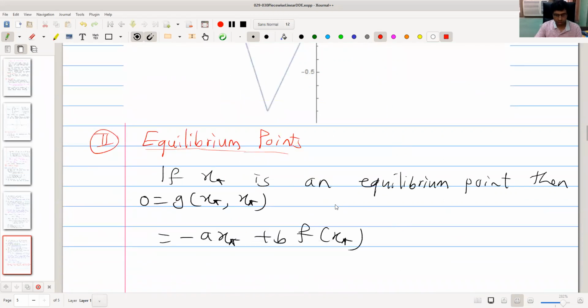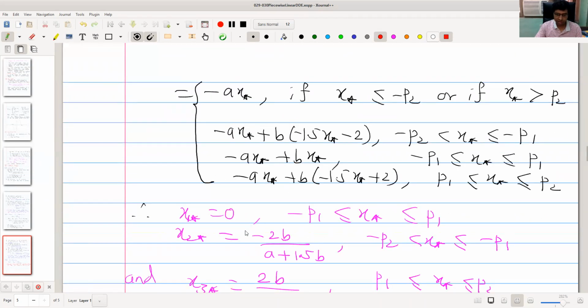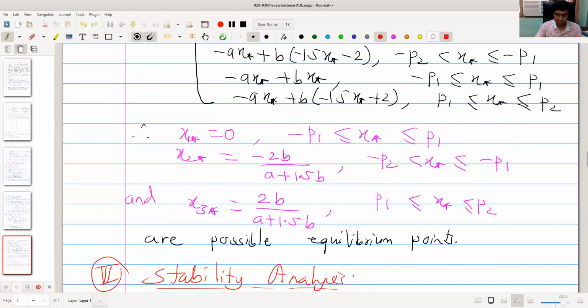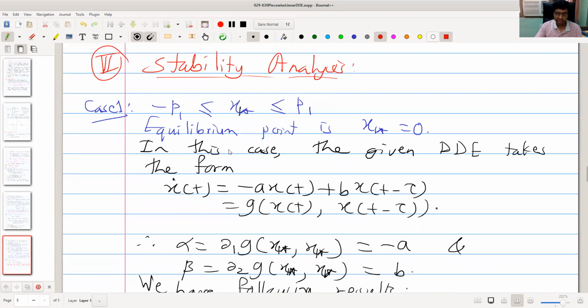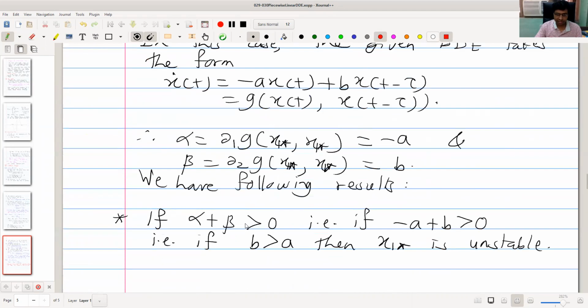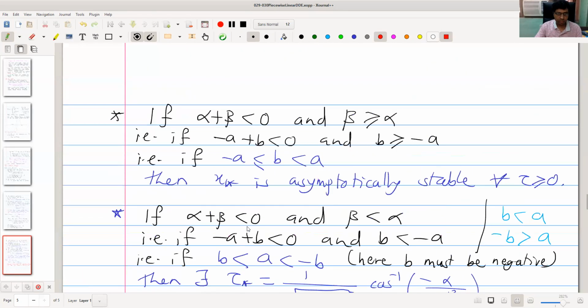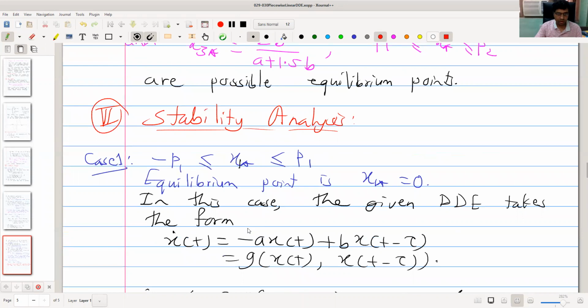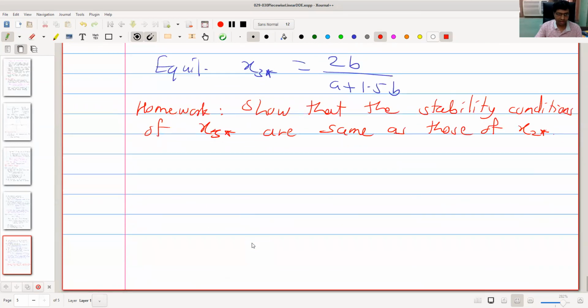We have seen that there are three equilibrium points. One is 0 and these are two equilibrium points. We have seen stability conditions for all these equilibrium points. Now, the fourth thing is numerical simulations and chaos.